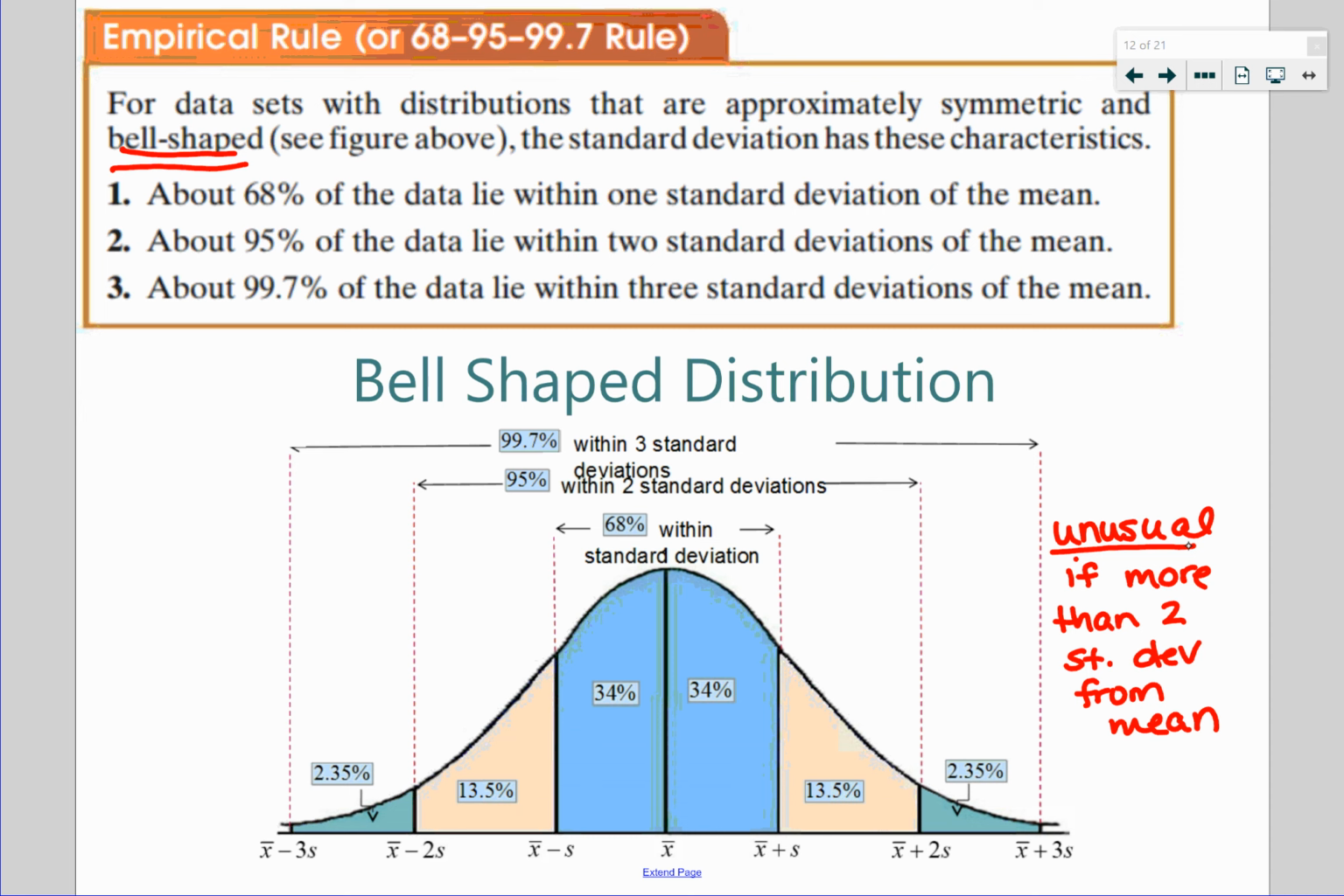Okay, so anything that's in the little green areas or beyond would be considered an unusual data value. Sometimes instead of the empirical rule, this is called the 68, 95, 99.7 rule. Those percentages are going to be important. At the bottom of this picture, you can see they're giving us all of our notations with the x bar in the middle for our sample mean, and then x bar plus and minus 1s, x bar plus and minus 2s, x bar plus and minus 3s, which represents 1, 2, 3 standard deviations away, respectively.